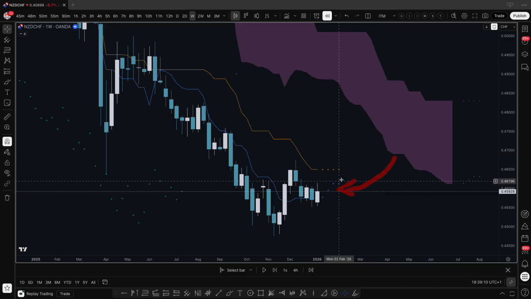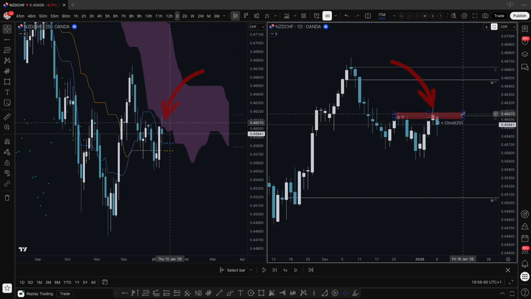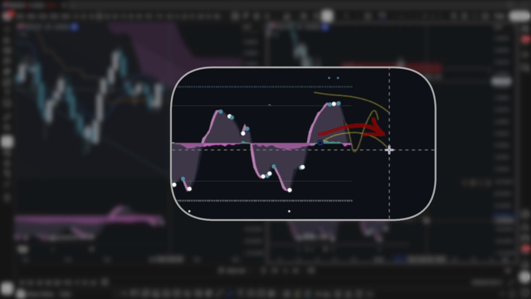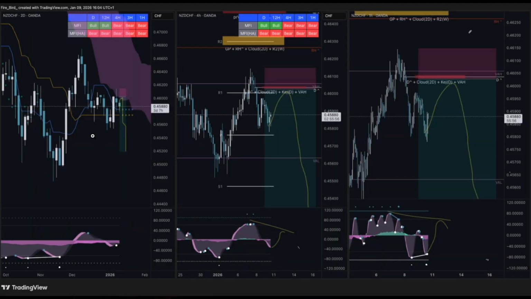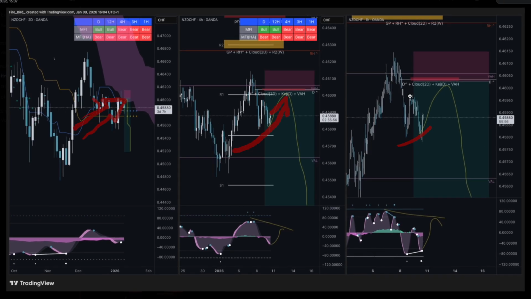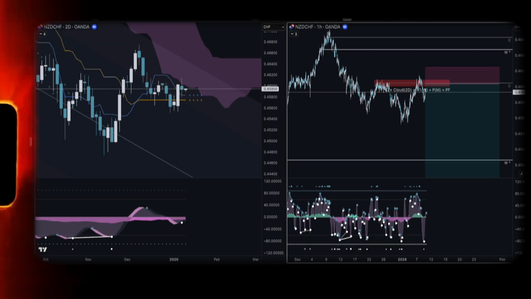In this video we will be breaking down a swing trade idea for NZD CHF, which was given in advance in my Discord server, which as usual consists of a combination of Ichimoku technical analysis and Market Cipher. So let's reconstruct this trade and see how it played out.